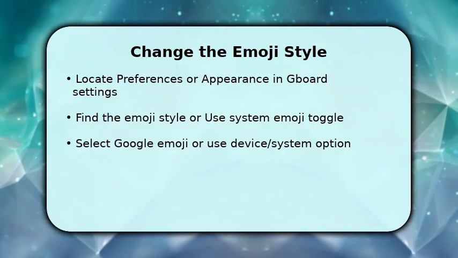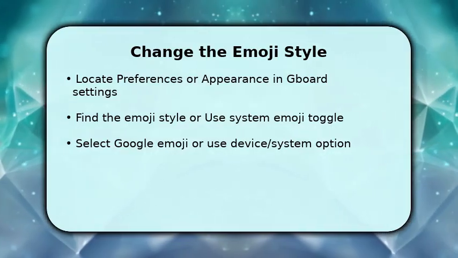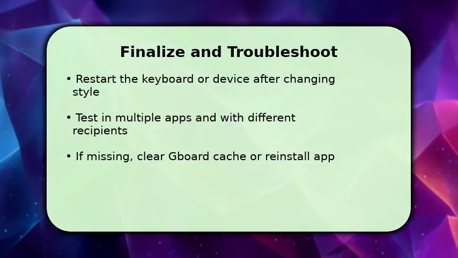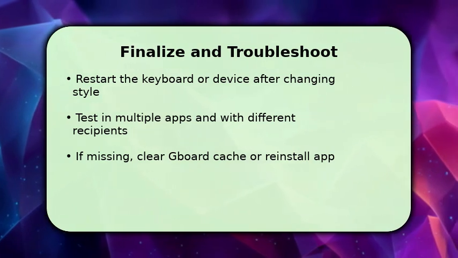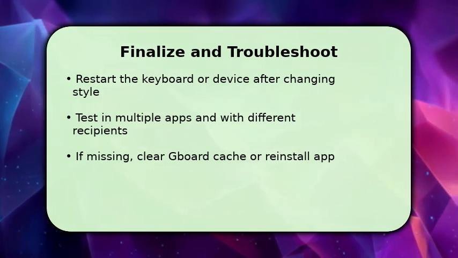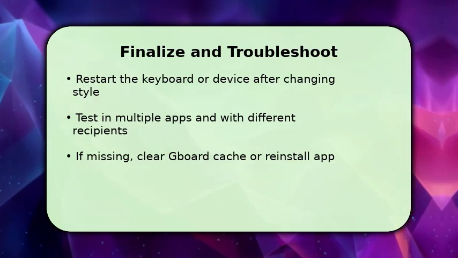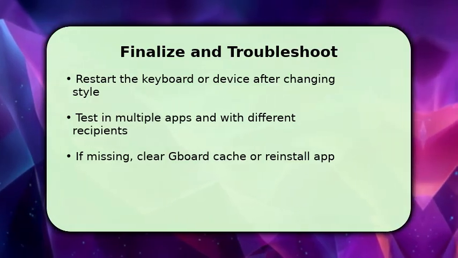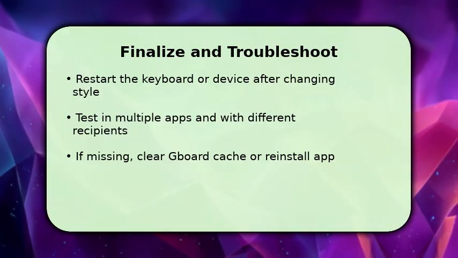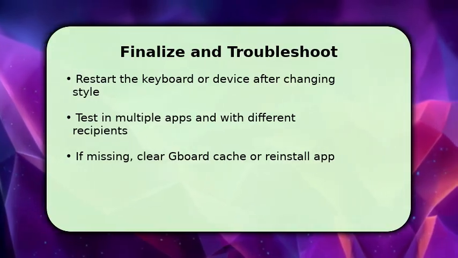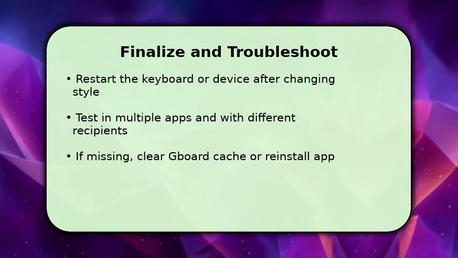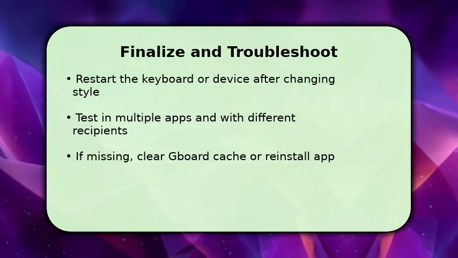If you don't see the option, confirm the app is updated and finish by restarting the keyboard. Close the app, swipe it away, or reboot your phone to ensure the new emoji style is active. Test by sending emoji in Messages, Gmail, and a chat app to confirm the appearance. If emojis didn't change, clear Gboard cache or reinstall the app and repeat the settings step.